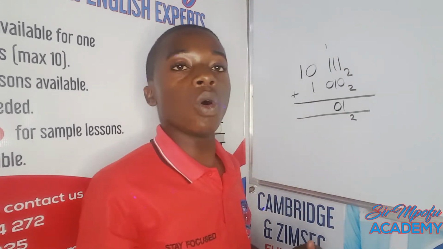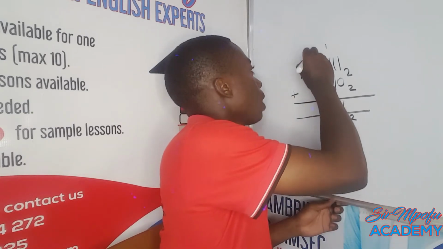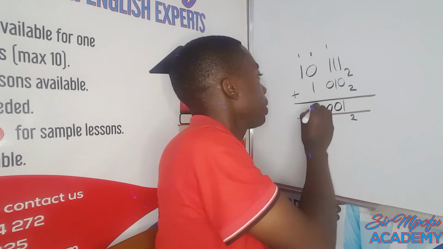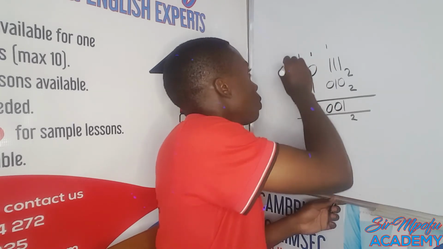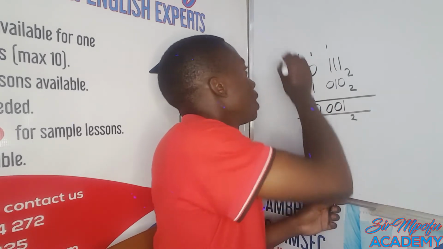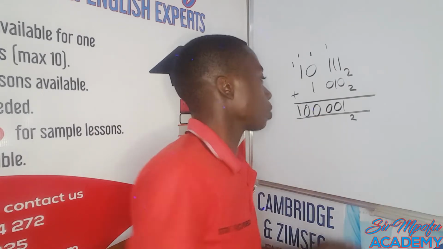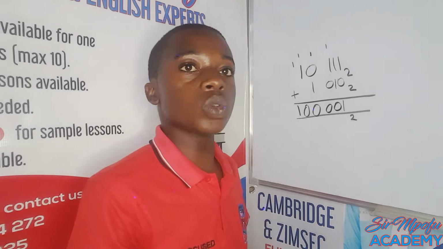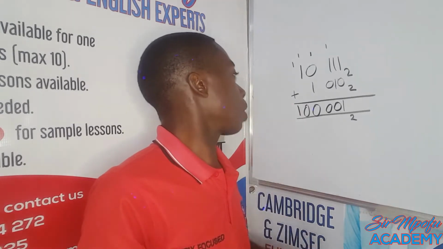How many groups of 2 are in 2? That's 1, remainder 0. Same here, 1, remainder 0. Same here, 1, remainder 0. And then we are going to remain with 1. So that one we just write it as it is. 1 plus 0, that's 1. How many groups of 2 are in 1, that's 0, remainder 1.